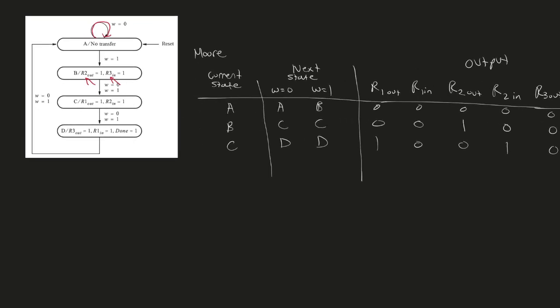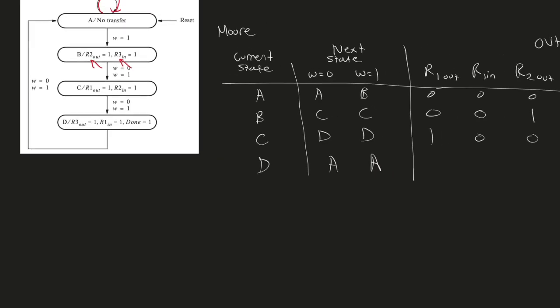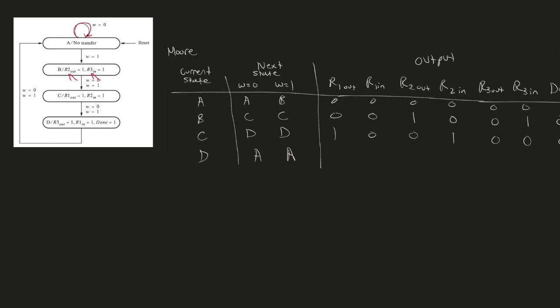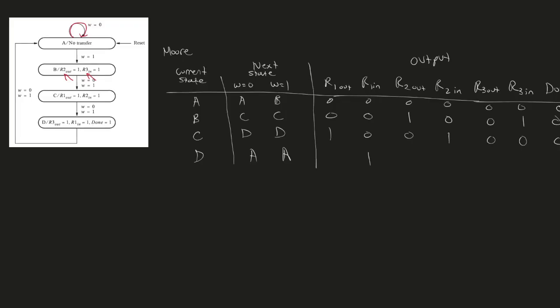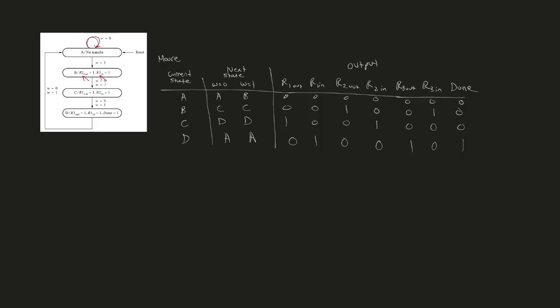Now the last one is when we're in D. When W equals 0 or W equals 1, we go to state A in both cases. And we see R3 out is equal to 1, R1 in is equal to 1, and done is equal to 1. So this one will be 1 here, this one will be 1 here, and this one will be 1 here, and everything else is 0. Okay, so this is our state table.